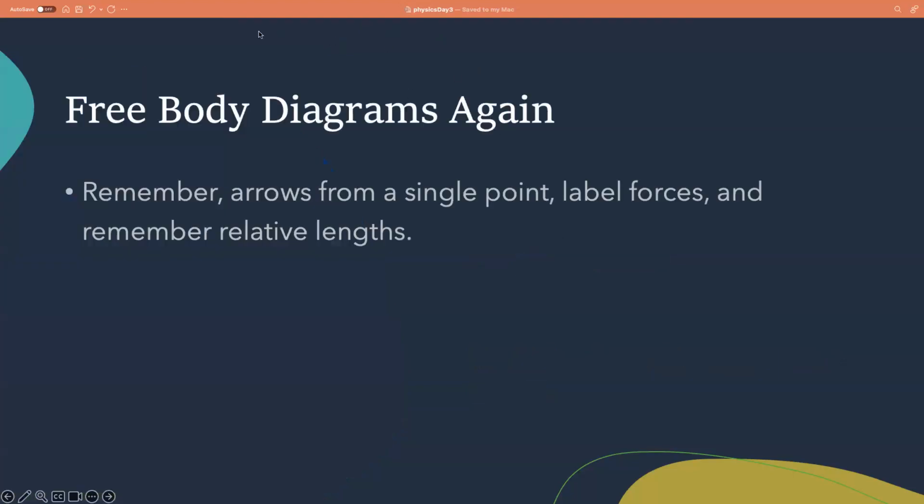So quick review on free body diagrams. Arrows start from a single point. Remember to label forces, and relative lengths matter in a free body diagram. Just make sure you draw all the arrows from one point. Just because a string is attached to the edge of a block, the arrow should still come from the center.